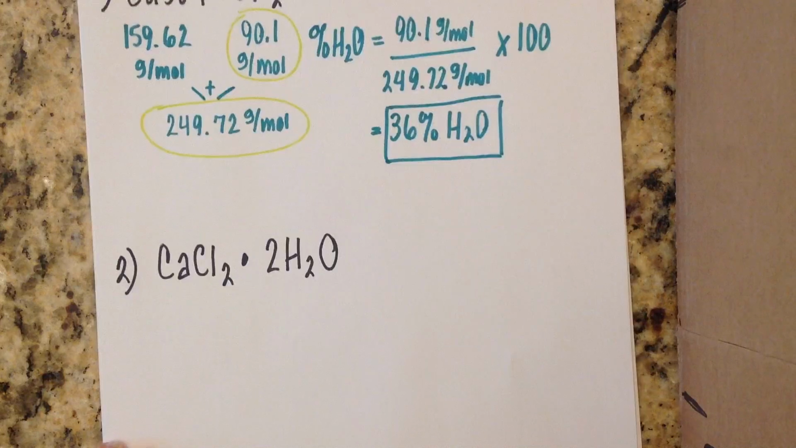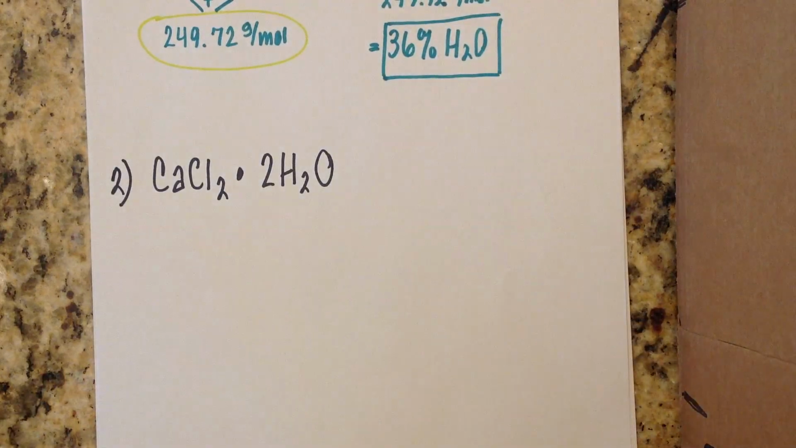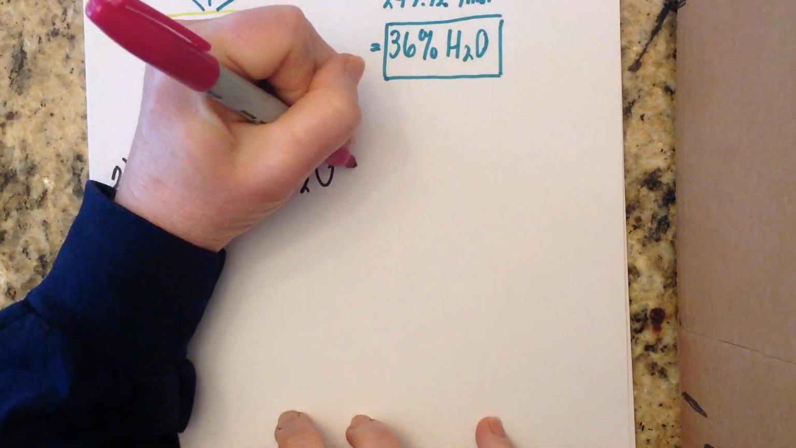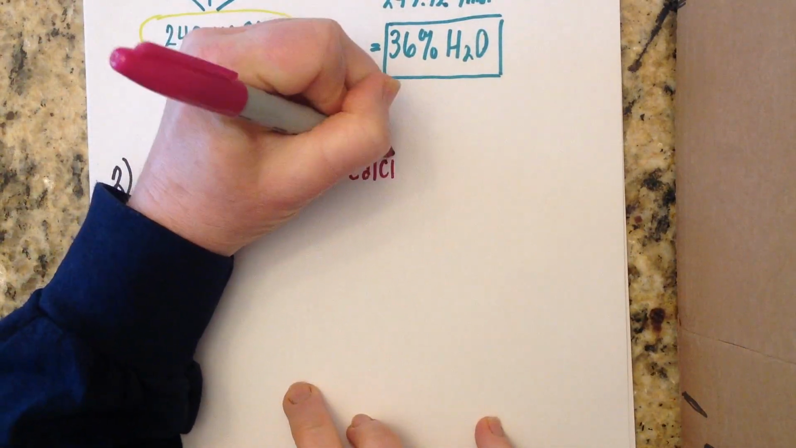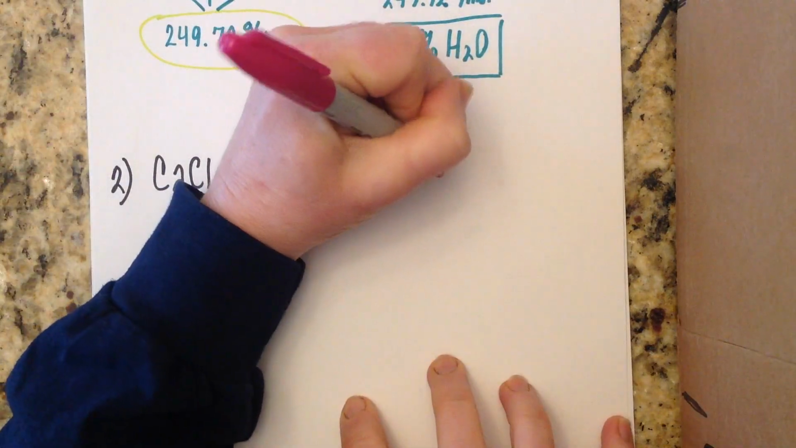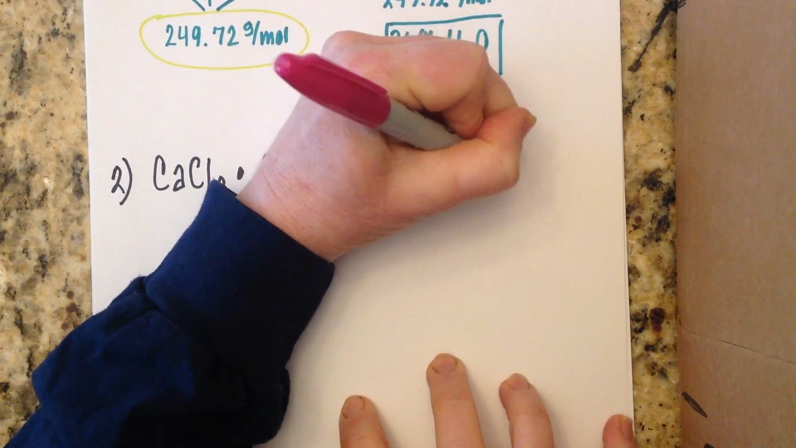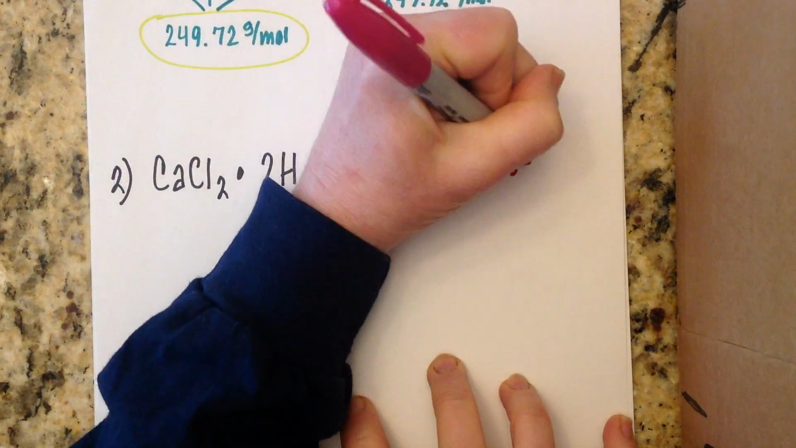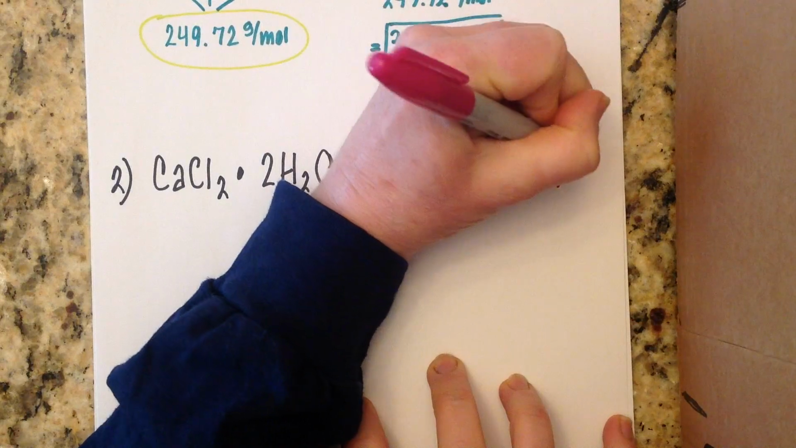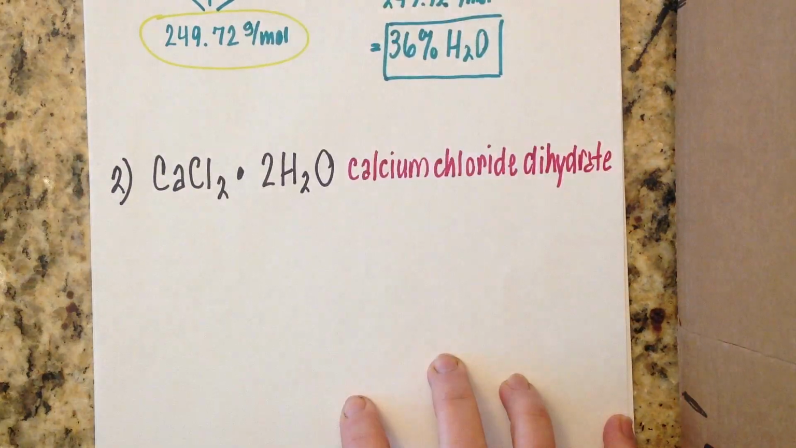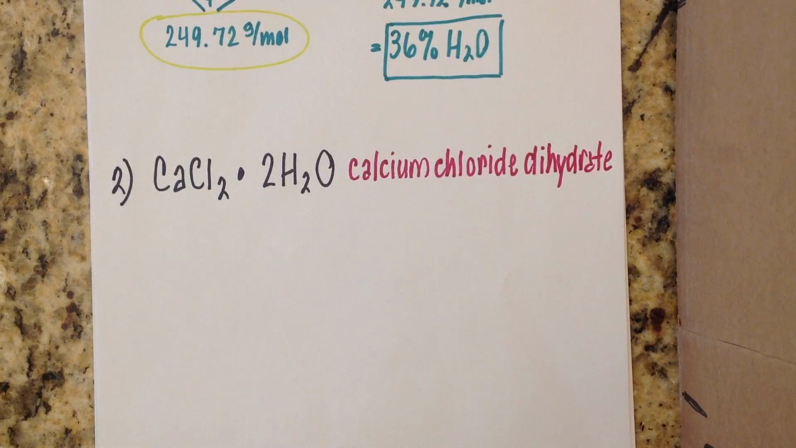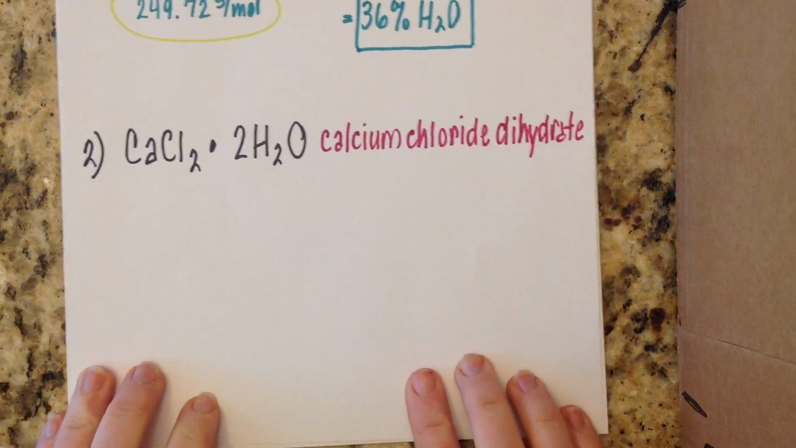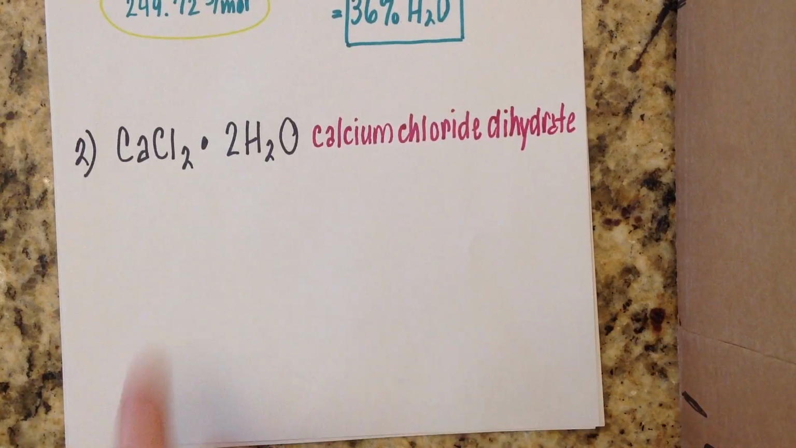So let's do the next one. Let's name it first, because we know how, and that's pretty cool. For this one, this is called calcium chloride dihydrate. So there's our name. And now we are ready to calculate the percent water, because that's what we're trying to find today. So the first thing I'm going to do is find the mass of calcium chloride.